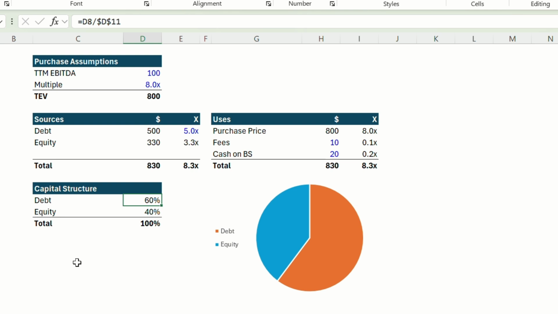So high level, that's how a sources and uses table works and what it is. And hopefully that was helpful.